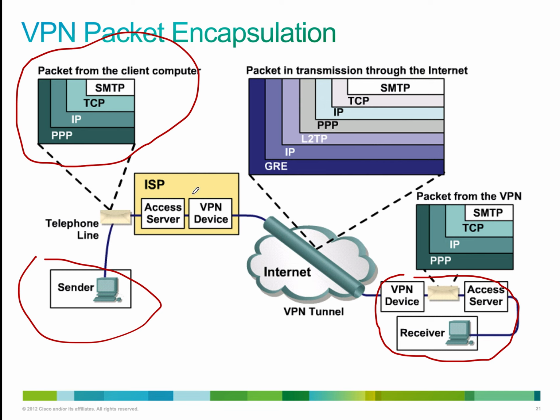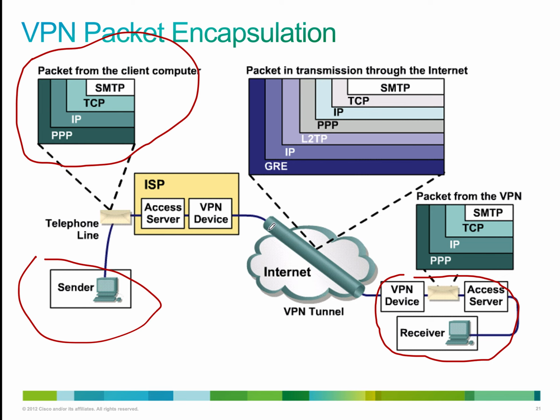So it goes into this ISP, Internet Service Provider, okay, and then the Internet Service Provider, they have a route to the VPN device connected to access server, and this VPN device now sends it to a tunnel over the public Internet. Goes through a tunnel.